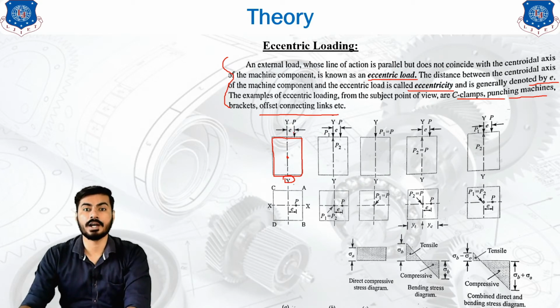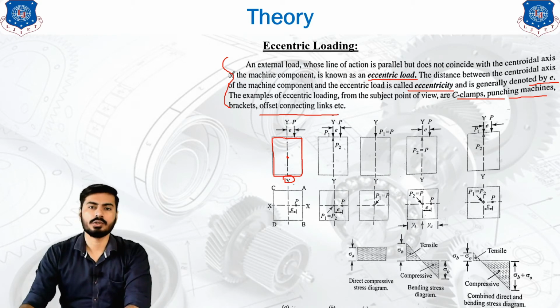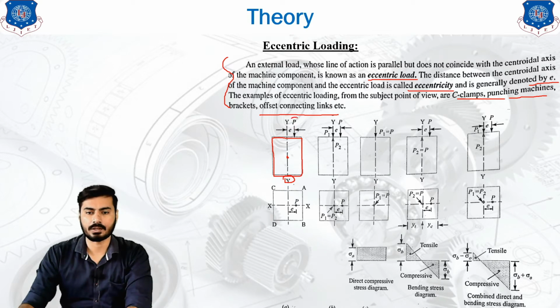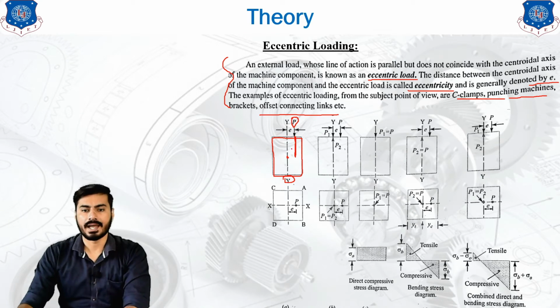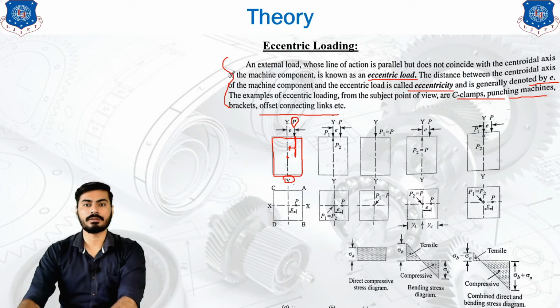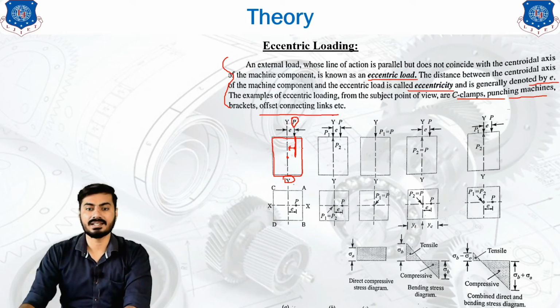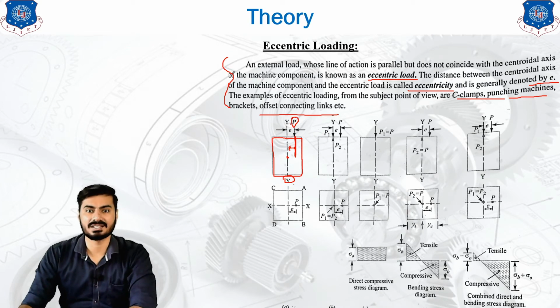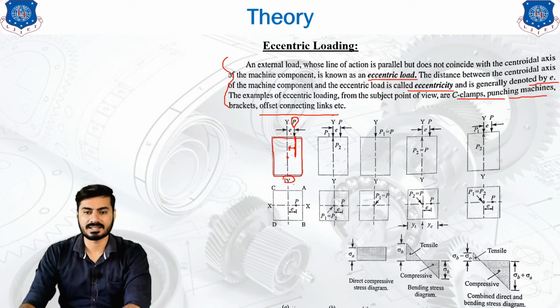After identifying the centroidal axis, we will consider the line of action of the load which is applied on the component. The load applied on the component is the force P. As you can see, the line of action of the force is over here. It is clearly seen that there is a distance between the centroidal axis and the line of action of the force, and this distance is known as the eccentricity as per our definition. It is denoted by E, which is written over here in this diagram.